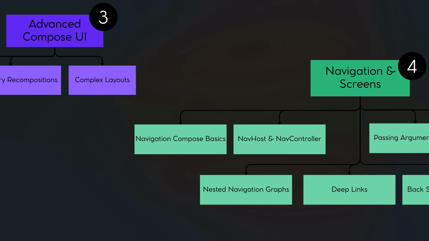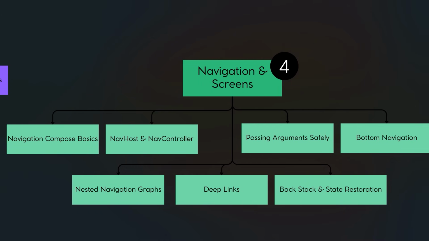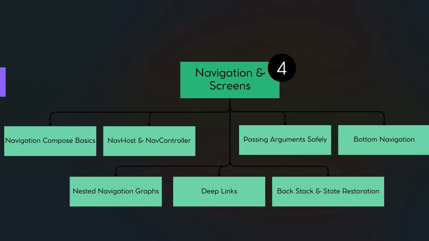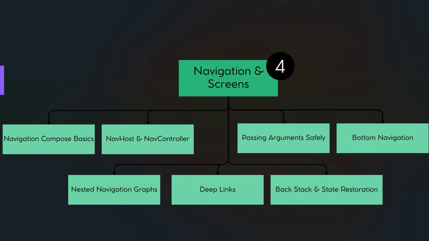Then we'll move to the navigation and screens level. In this level, real apps are not single screens. Here, we move to multi-screen apps using Navigation Compose. You'll learn how to pass data between screens, handle backstacks, bottom navigation, authentication flows, and deep links, all using modern Compose APIs. After this level, your apps will finally feel like real products, not demos.